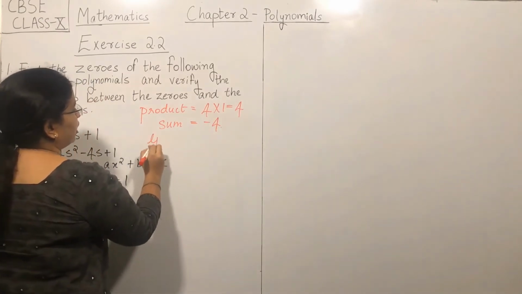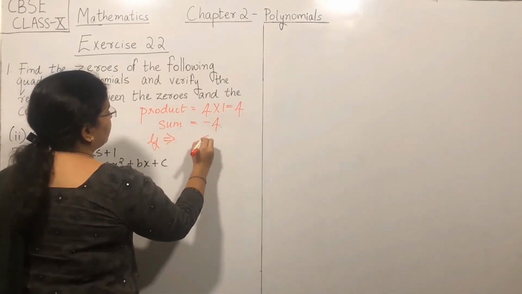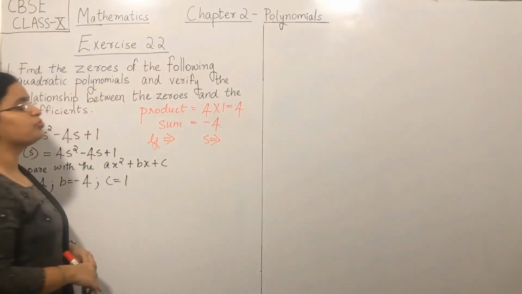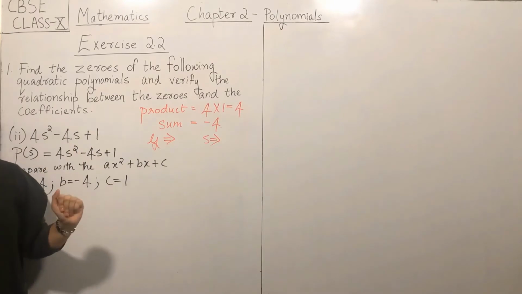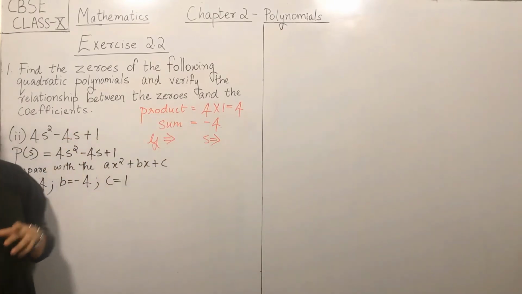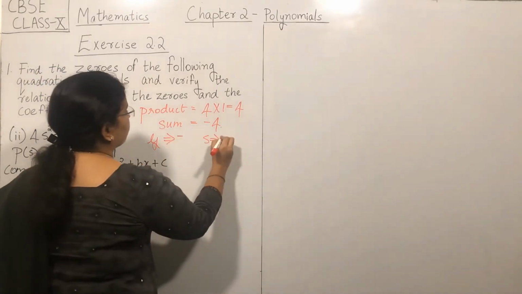So here, greater number and smaller number. Here the product is positive, so either both numbers will be positive or both numbers will be negative. But here the sum is negative, so both numbers will be negative.